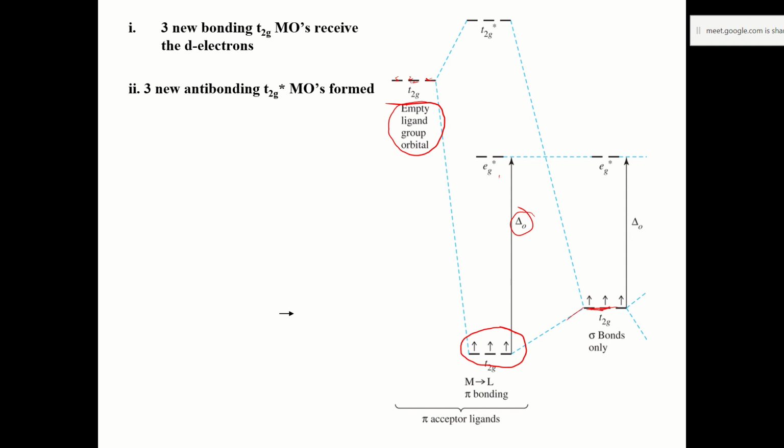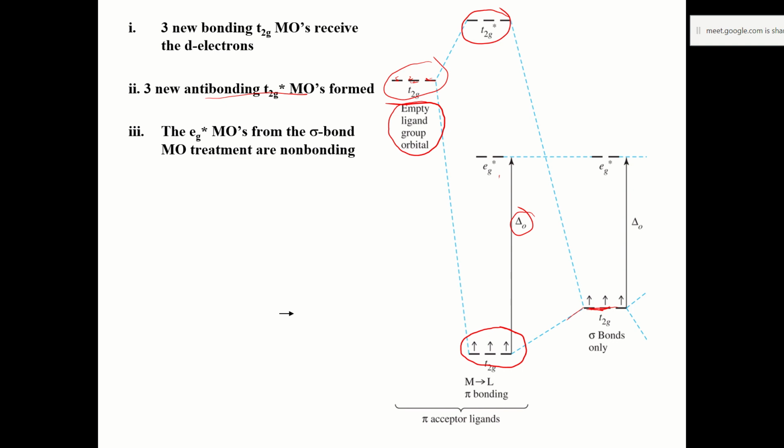So the anti-bonding orbital T2G star has all the character from the... 3 new anti-bonding orbitals are formed. So this one is what we were talking about. We say that it has almost the same character as that of the ligand. On the ligand, there will be back donation. Okay, so the new Eg star MOs are formed molecular orbitals from the sigma bond.